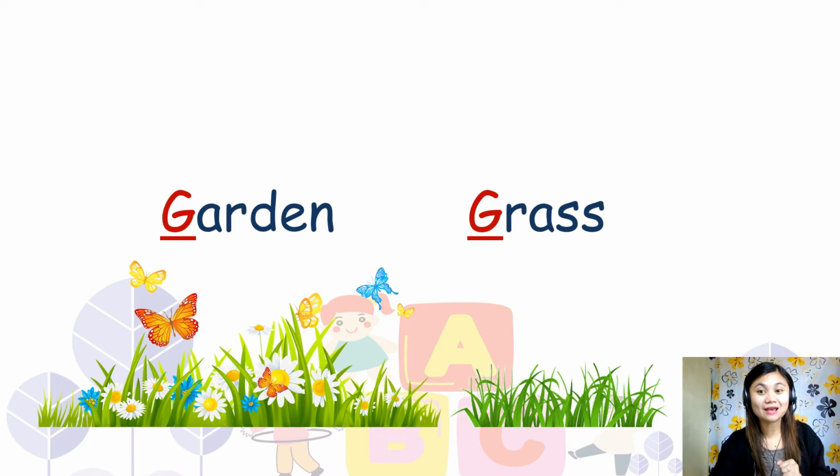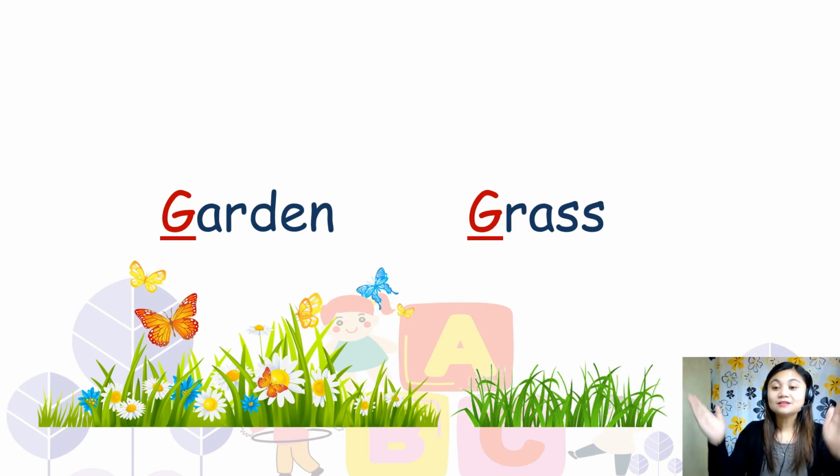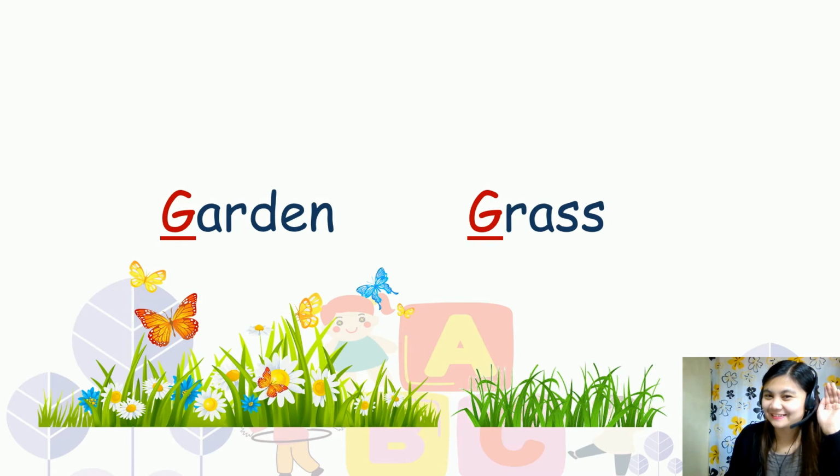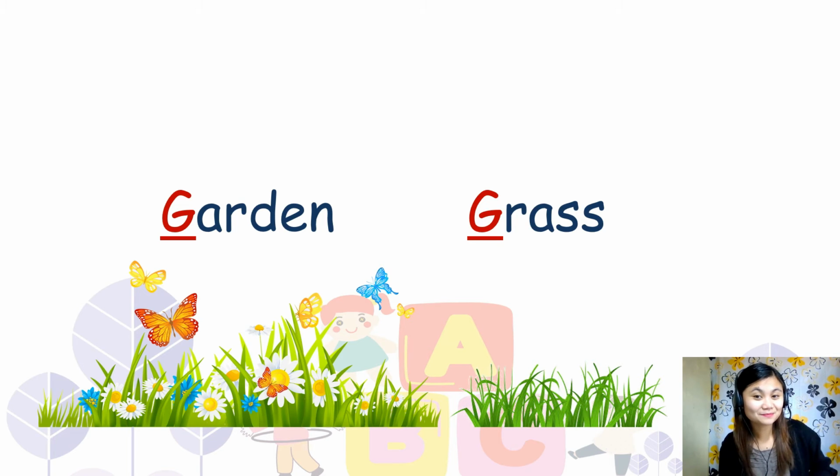Oh, it's a grass. G, G, grass. Okay. Yes, that's perfect. Let's say it together. Grass. Okay, that's right. Now class, let's say it together. Garden. Very good.